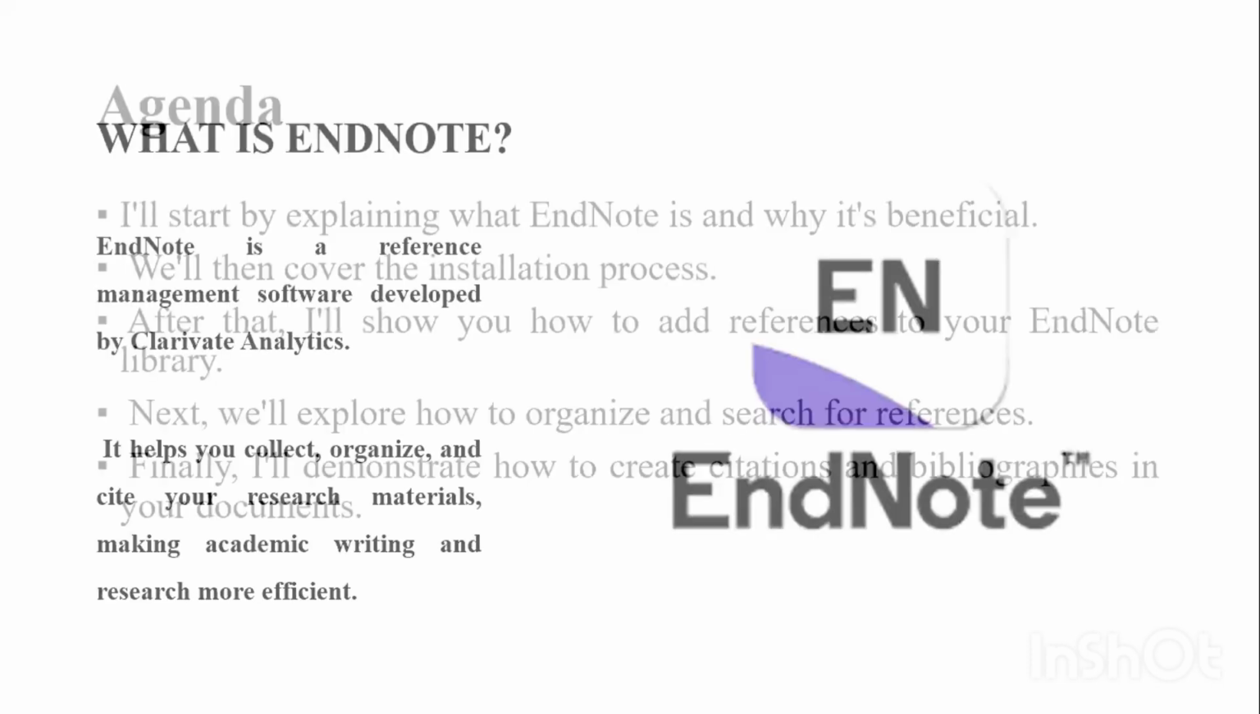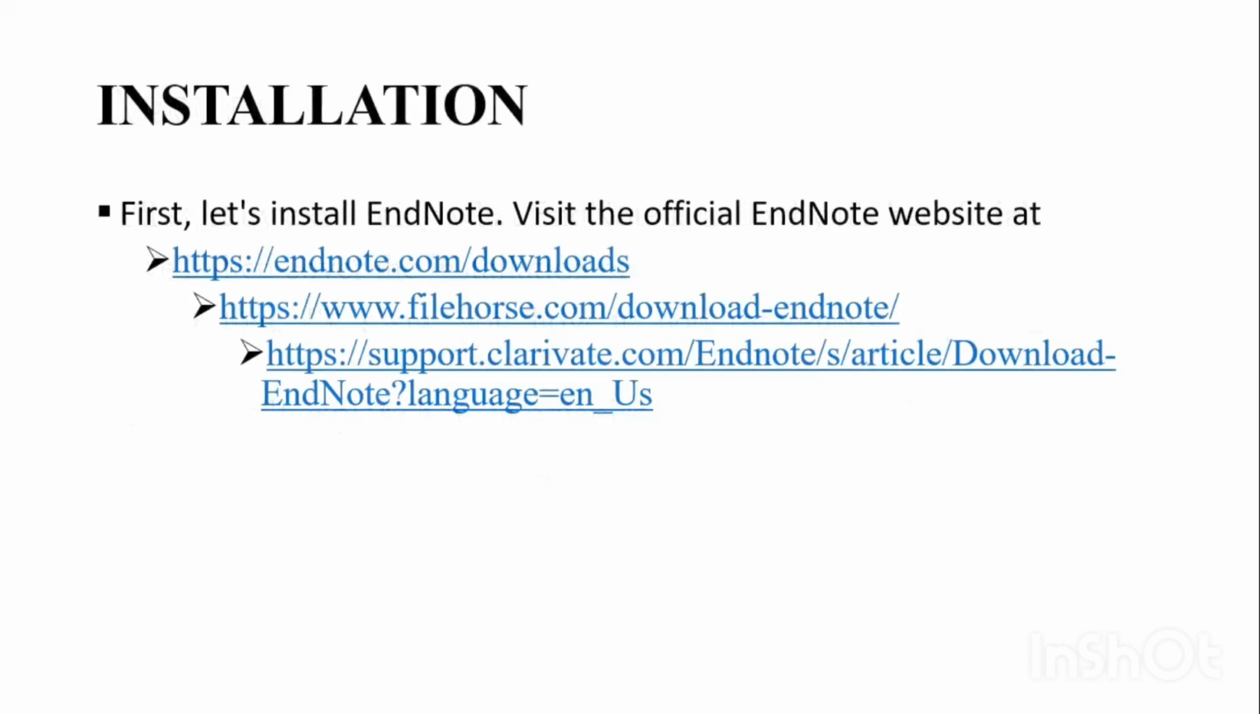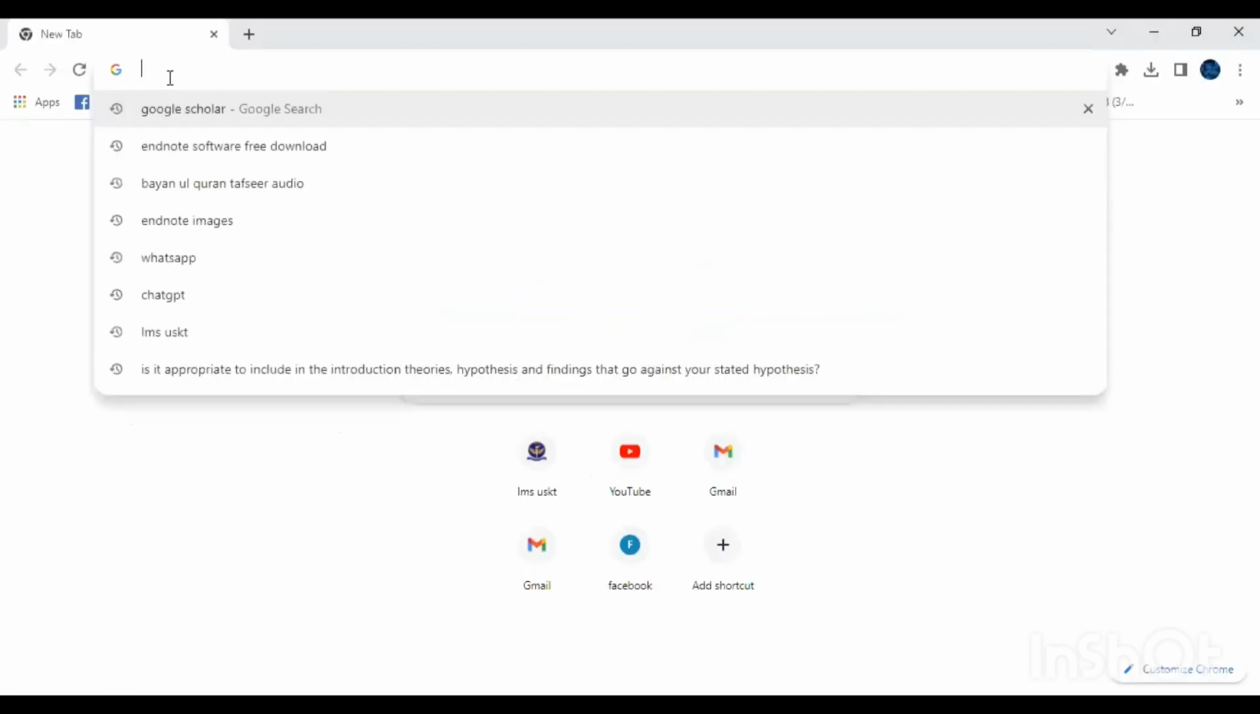So moving to the first step, which is installation. So first, let's install Endnote. Visit the official Endnote website at any of these URLs. So copy any of these URLs and paste it on the Google search engine. So I am copying any of these and pasting it on the Google search bar.